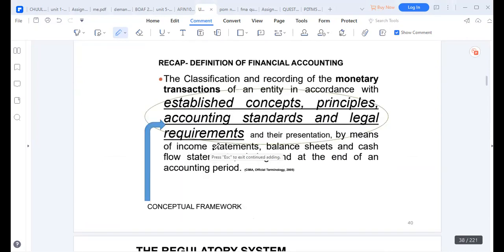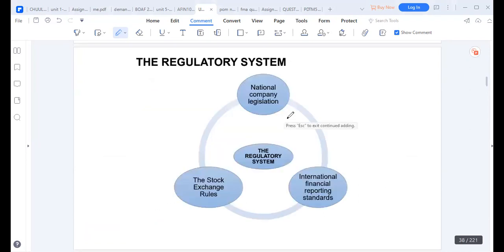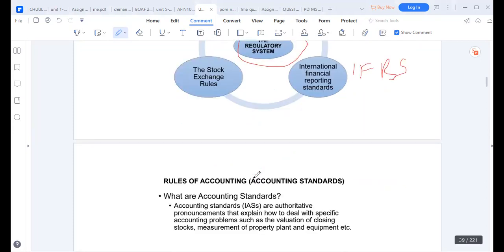Under conceptual framework, we're going to look at the standards that have been put to regulate our accounting system. So we have what we call the national company legislation. This is part of the regulatory system. We also have what we call the stock exchange rules and international financial reporting standards, which you often hear as the IFRS. So these are standards. We don't, in accounts, just prepare statements or documents. They need to be subjected to these standards.